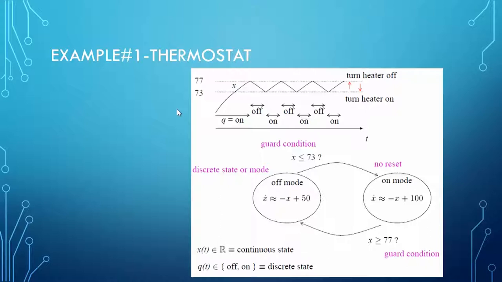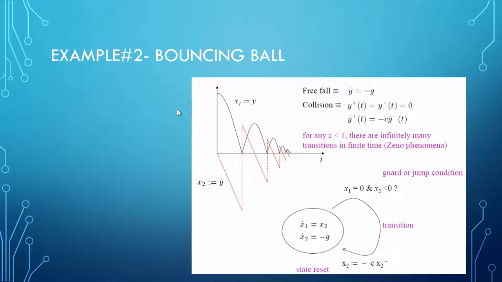Okay. So it's a continuous state for the temperature, and this is a discrete state, which includes on and off. Okay, and the second example is the bouncing ball.